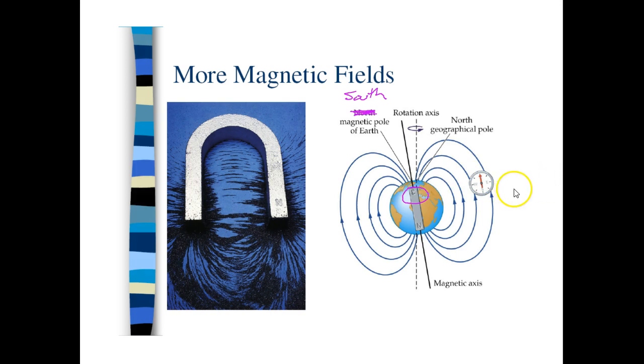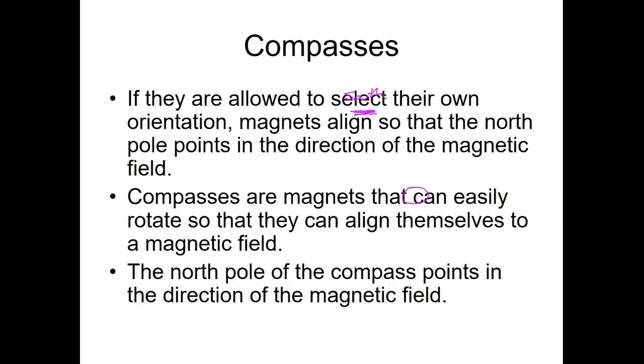And so if we think about compasses, compasses are actually just little magnets. And so if they're allowed to select their own orientation, these magnets align. So the North Pole points in the direction of the magnetic field, but it points towards the south magnetic pole of the Earth. They're really just magnets. They can easily rotate and align themselves in the magnetic field. And the North Pole of the compass points in the direction of that magnetic field itself. So it actually points toward that south magnetic pole.